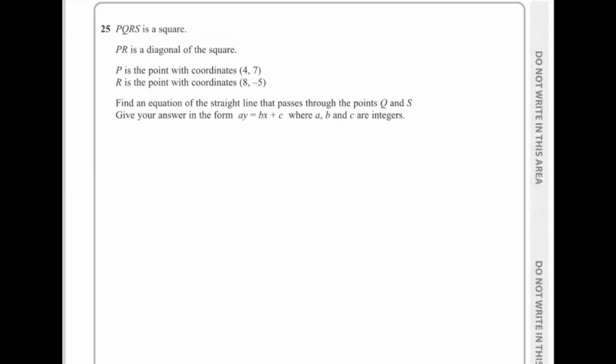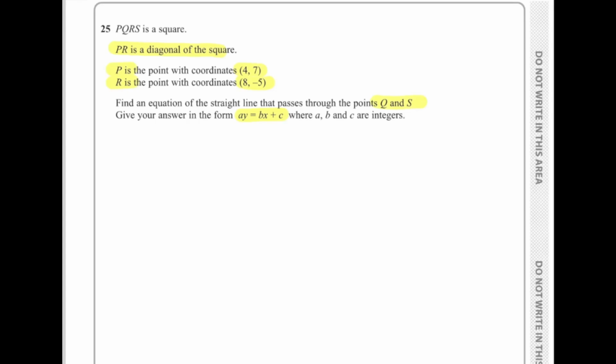Question 25, last question of the paper. PQRS is a square. PR is the diagonal of the square. P is the point with coordinates 4, 7. R is the point with coordinates 8, minus 5. Find an equation of the straight line that passes through points Q and S. Give your answer in the form ay equals bx plus c.